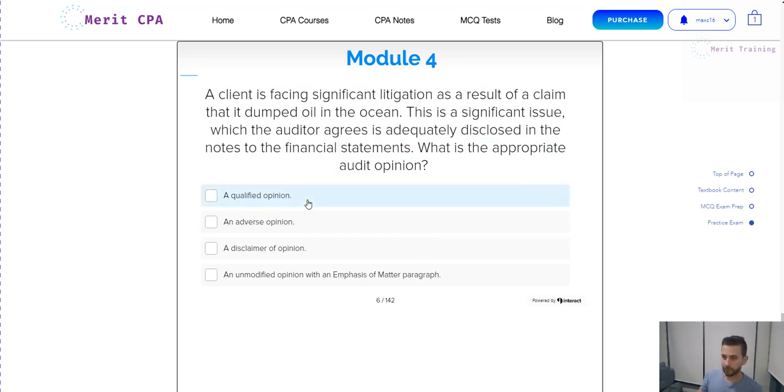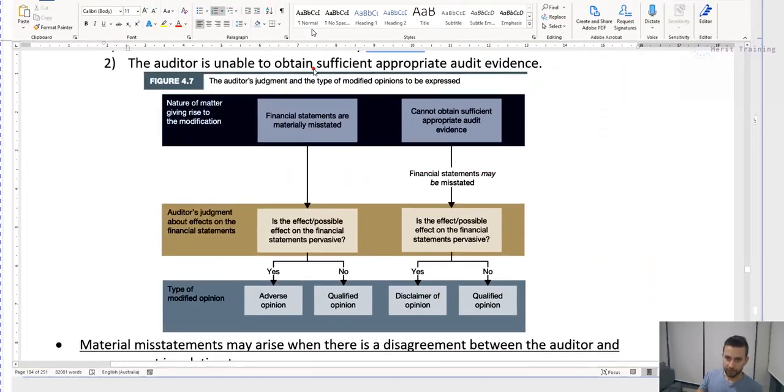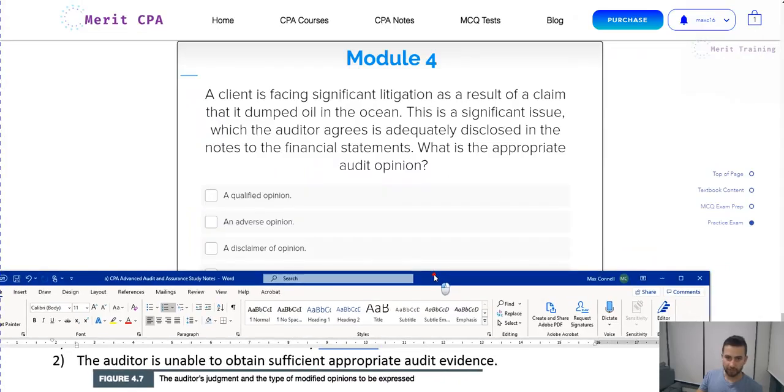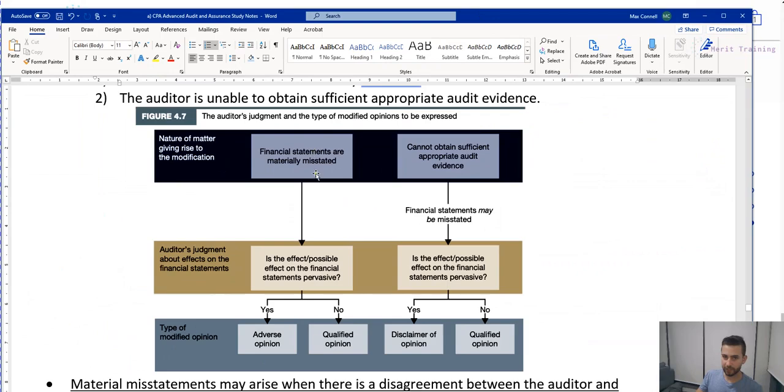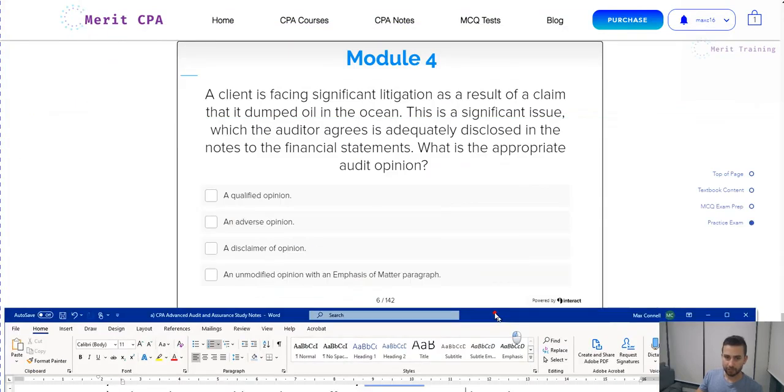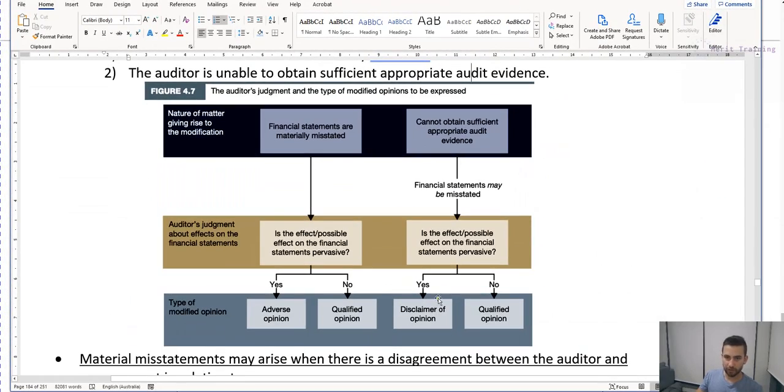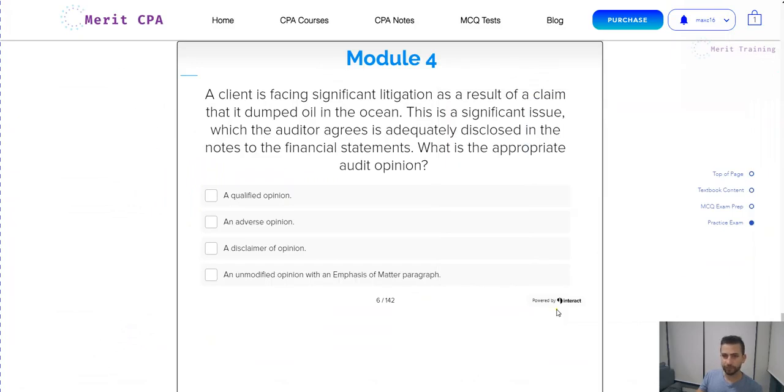It's probably not going to be qualified, because that would be here. It's probably not going to be adverse, because that would be here, and we're not saying that it's materially misstated. And it's probably not going to be a disclaimer of opinion, because we can't say that the auditor can't obtain sufficient information. So it's not any of these ones. So therefore, by deduction, it must be this one, right? An unmodified opinion.